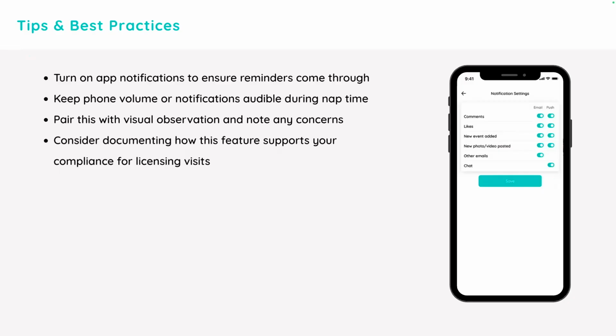Of course, keep your phone volume or notifications audible during nap time so that you get that ding as it tells you to go check on that child. And we know that you're pairing this with your actual visual observation so that you can note any concerns and make sure that that child is safe as they are sleeping. So this is an automated reminder to help you, but of course that needs to be paired with the visual observation of the child.